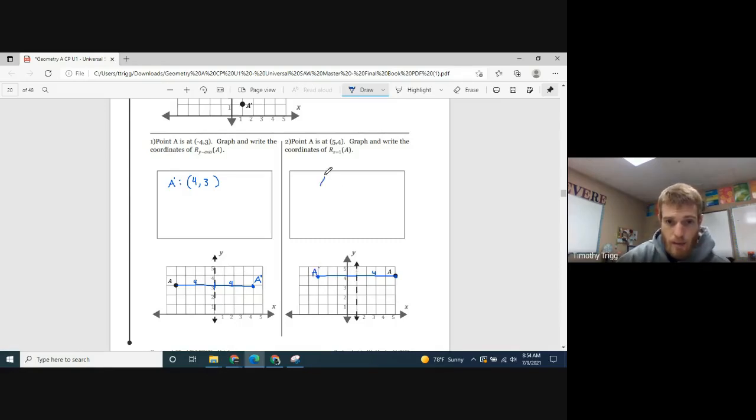So in our case, A prime is at, I guess I'll put a colon here, A prime is at (-1, 3), right? 3 to the left, and then 4 up. And there you go.